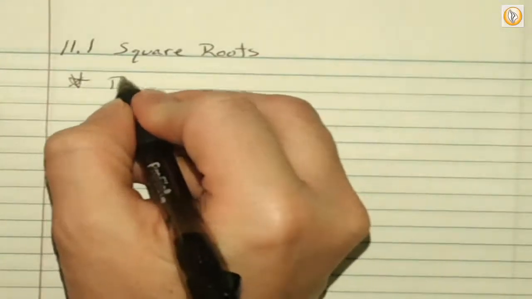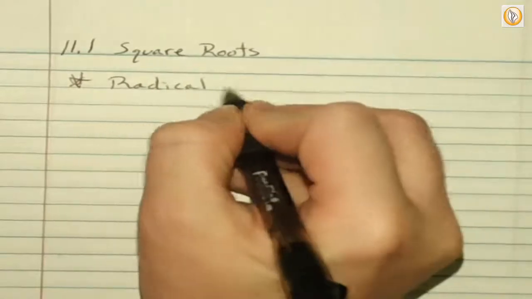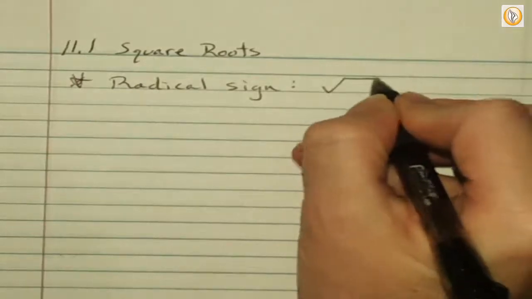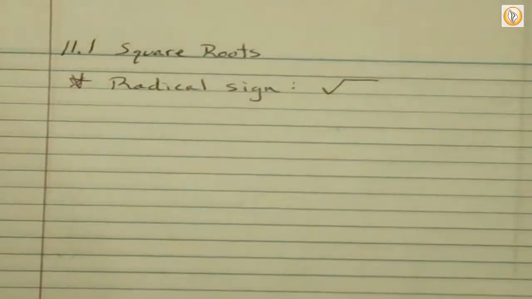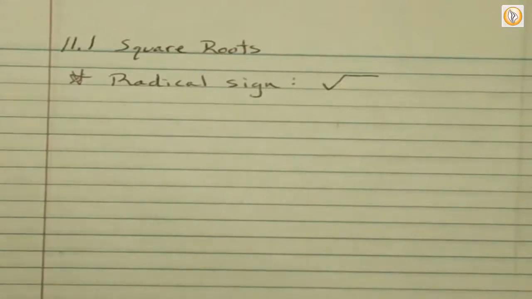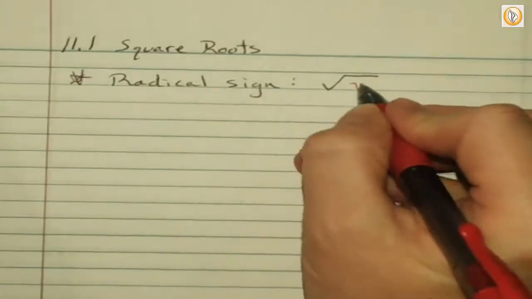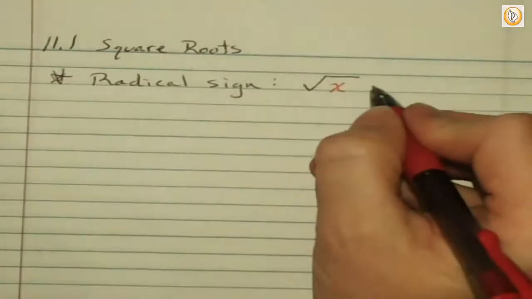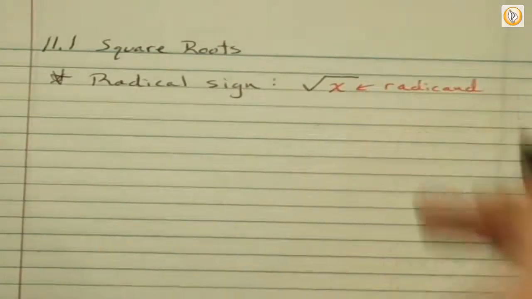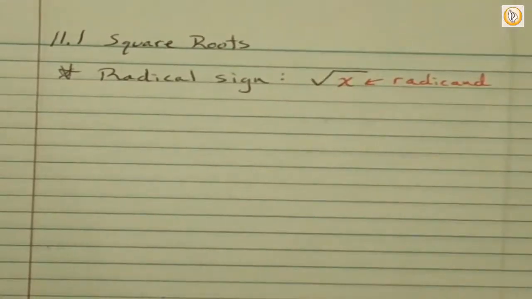Square roots. Dealing with a radical sign. It looks like this. Looks just like that. No, that is not a division thing. That's a misconception. People think it's the same. No, it's not. Whatever you have inside is the radicand. Radical sign, and inside there is the radicand.